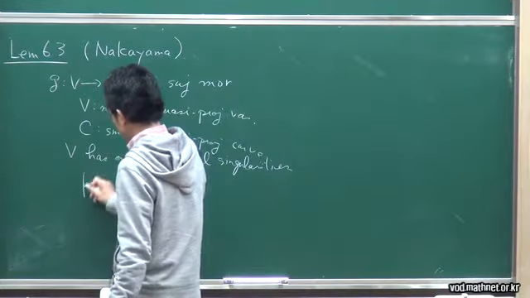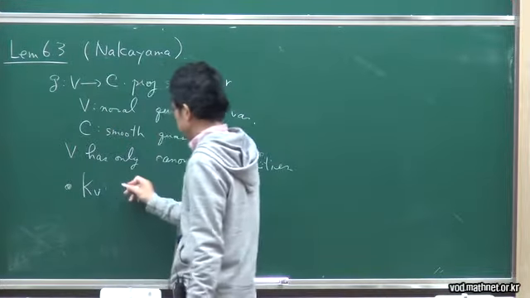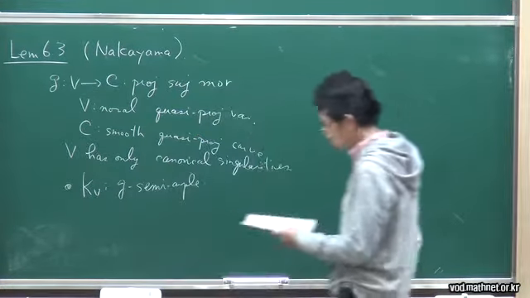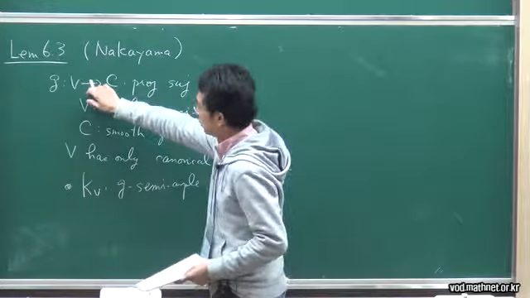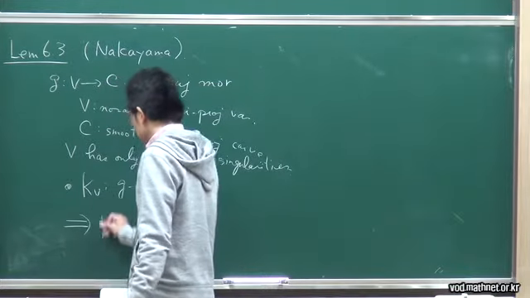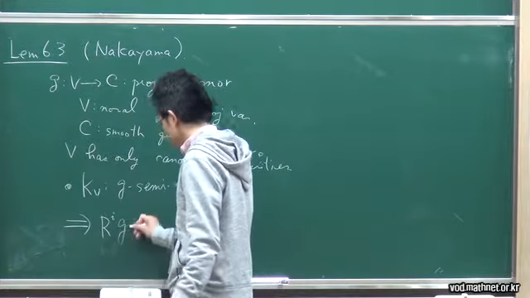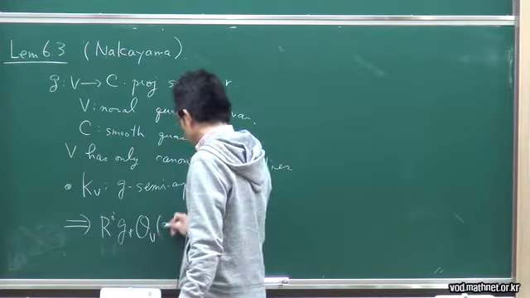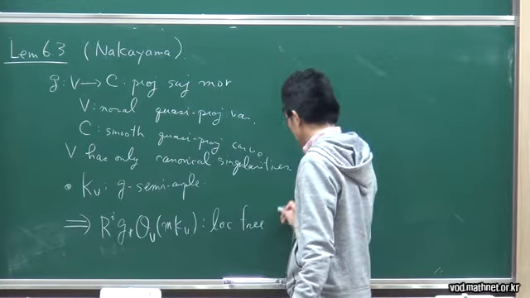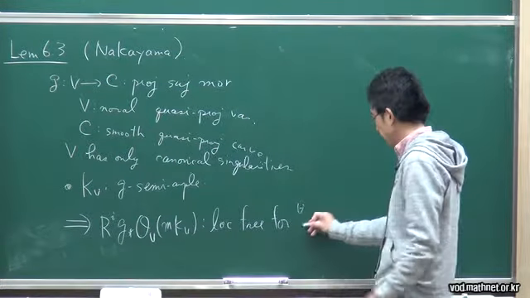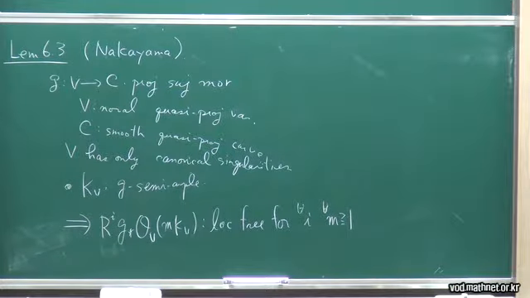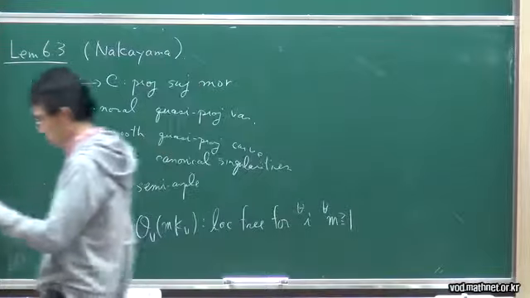And we assume K_V is semi-ample. This is the assumption. So this is a relative good minimal model itself. Then the higher direct image of O_V(mK_V) is locally free for any i and any non-negative integer m. This is Nakayama's version of the torsion-free theorem.